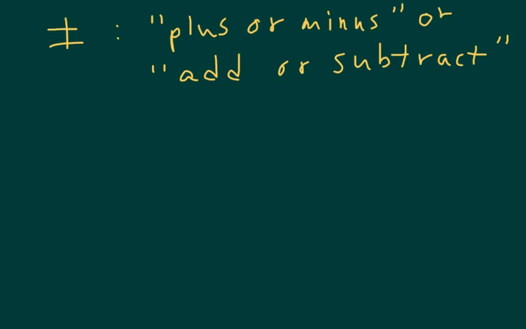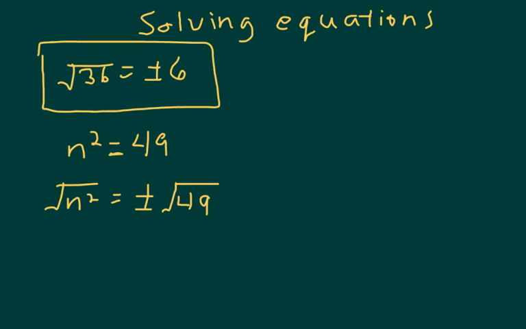This symbol, I said that we would get back to it. This symbol means add or subtract, or plus or minus. So if we had this symbol in front of a 7, it would either mean positive 7 or negative 7. This is really the gist of the lesson, how to solve equations. I just wanted to reinforce that the square root of 36 can either be positive or negative 6. But typically, if you just had this symbol, it would mean the positive root of 36.